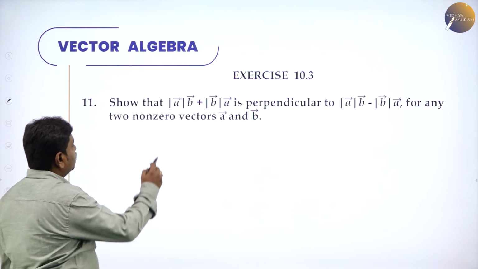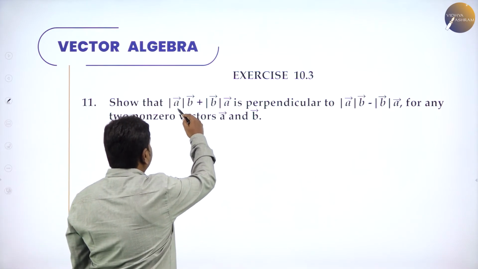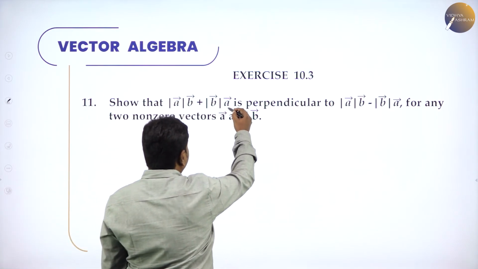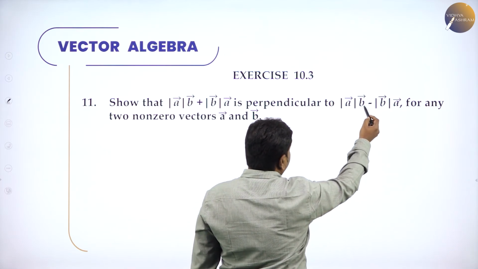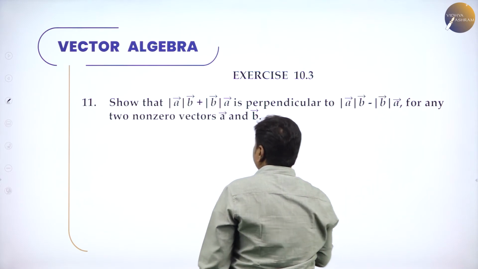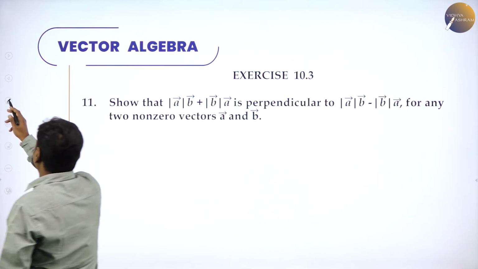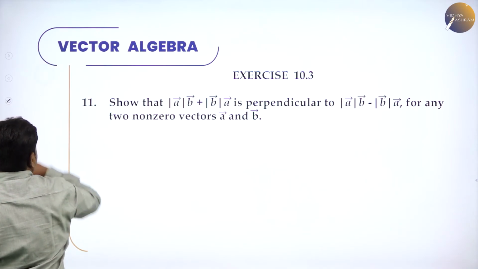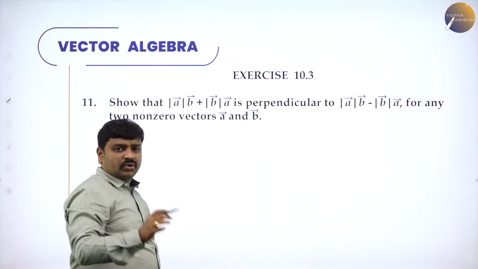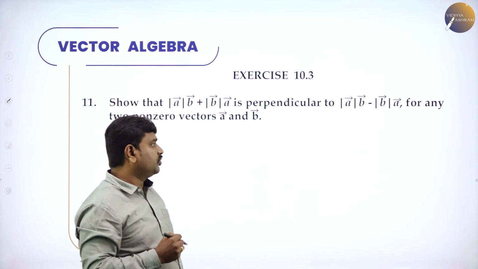Next, show that the vector |b|a + |a|b is perpendicular to the vector |b|a − |a|b for any two non-zero vectors a and b. We need to prove this. If you want to prove this, the only technique is what? Dot products. If you prove it is 0, that is enough.